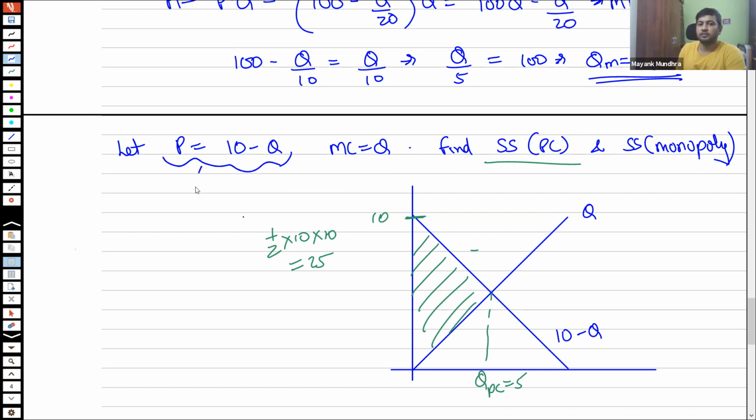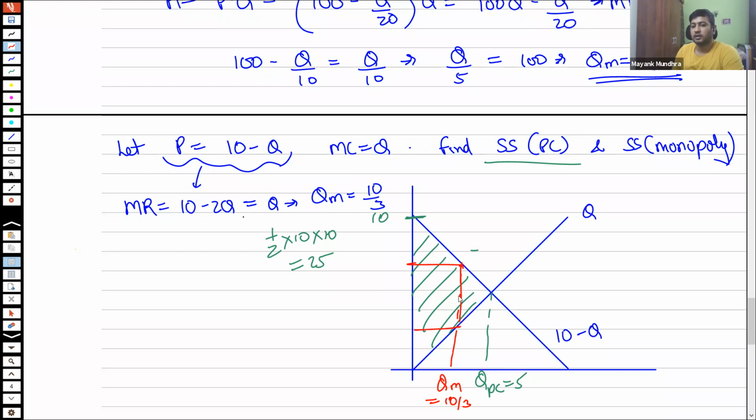Now I already know that the marginal revenue in this case is 10 minus 2Q, which becomes equal to Q, which implies quantity monopolist becomes equal to 10 by 3. So the monopolist quantity is going to be lower. It's going to be 10 by 3. Q monopolist is equal to 10 by 3. Okay. So this is my Q monopolist. So I want this area. This will be the social surplus of a monopolist.